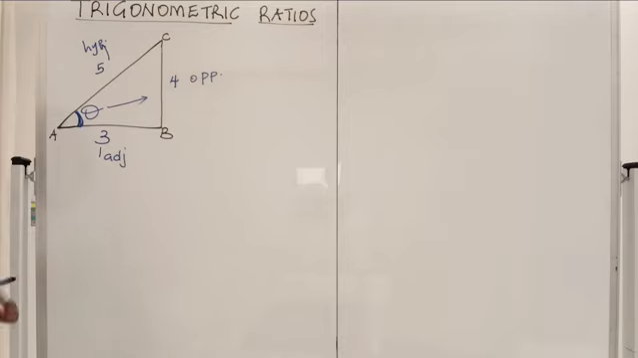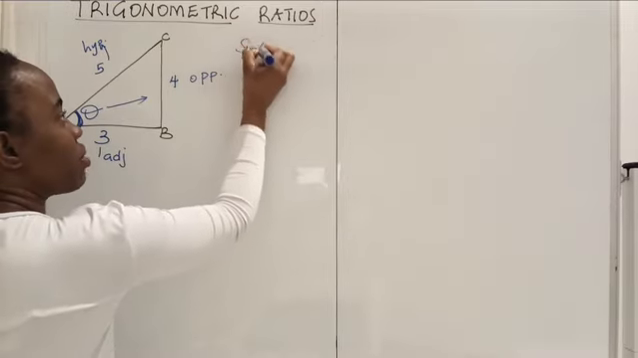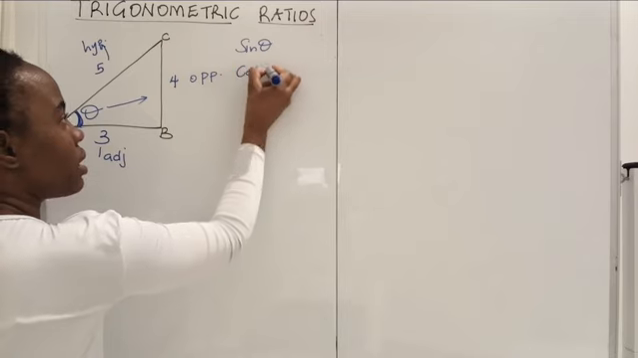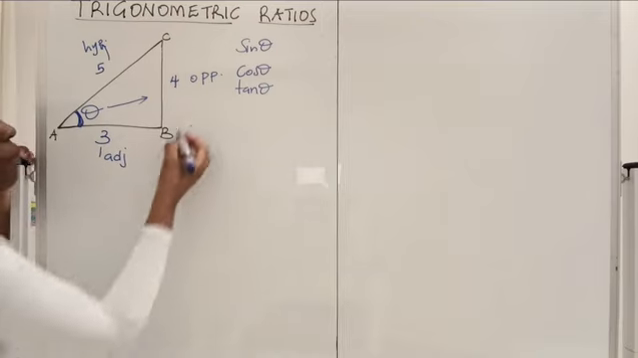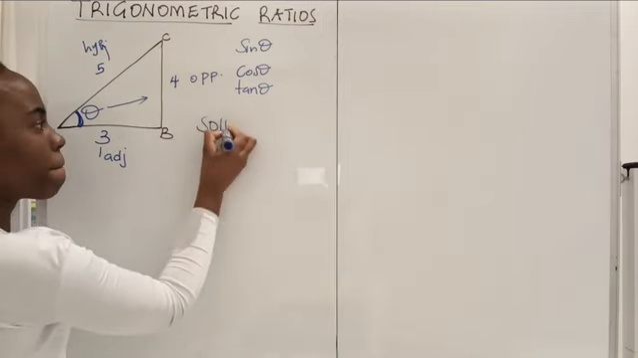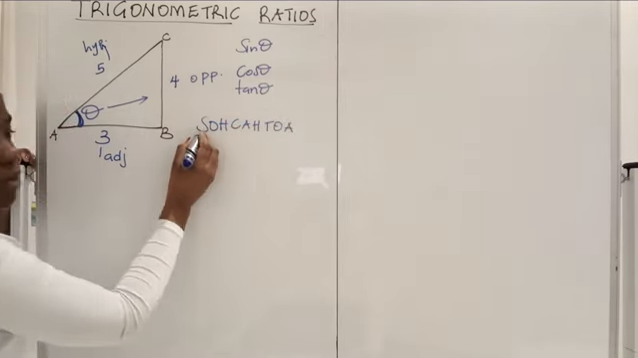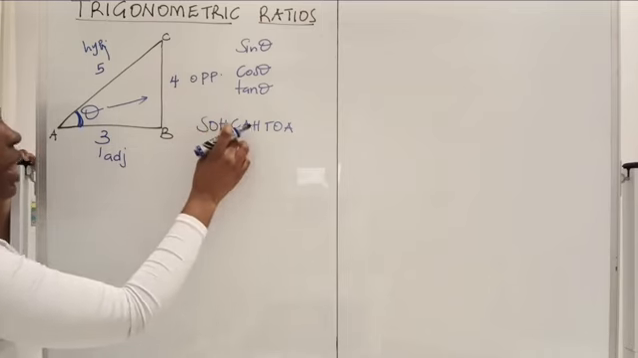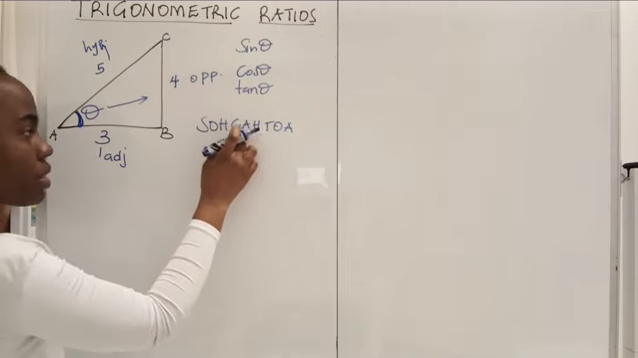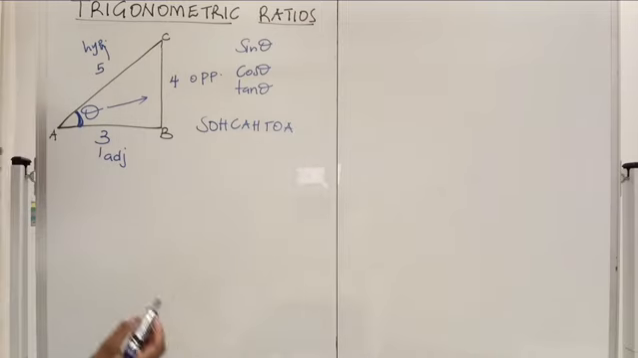Now, how do we find sine theta, cos theta, and tan theta of this? Those are the primary ratios. We are going to use our acronym, which is SOH CAH TOA. S is for sine, and sine is equal to opposite over hypotenuse. C is for cos, cos is adjacent over hypotenuse, and T is for tan, which is opposite over adjacent.